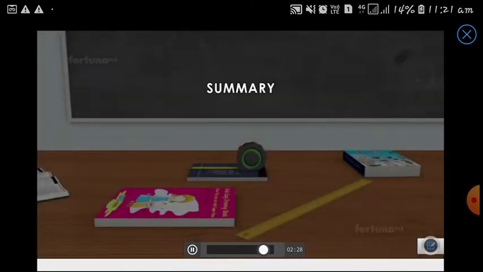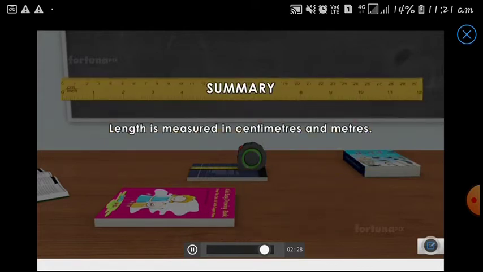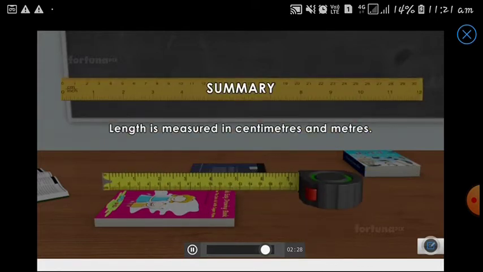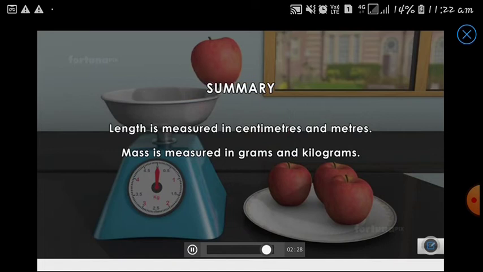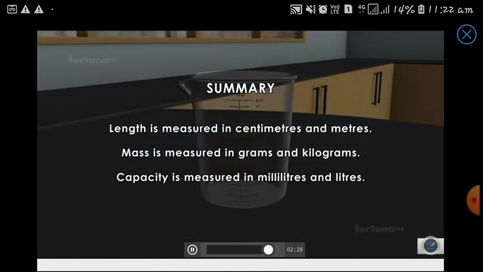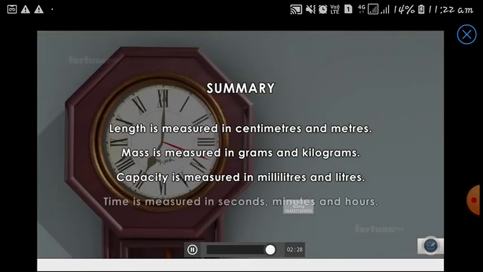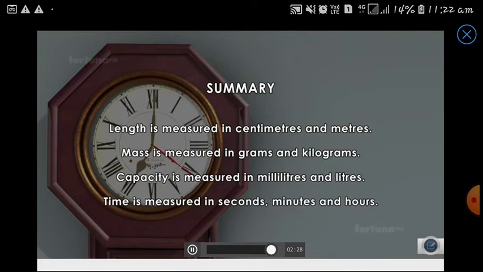Summary. Length is measured in centimeters and meters. Mass is measured in grams and kilograms. Capacity is measured in milliliters and liters. Time is measured in seconds, minutes, and hours.